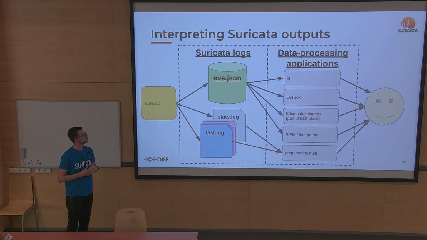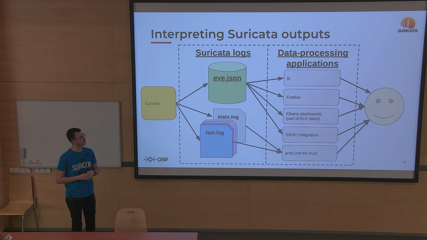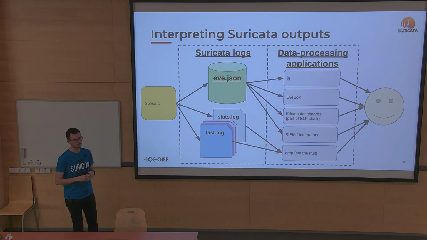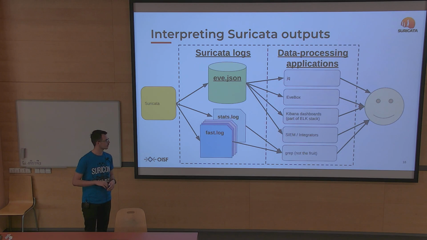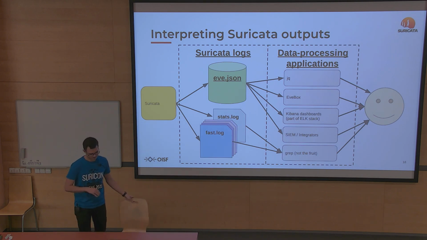Then, if you don't like JSONs, but you should probably like JSONs, there are other older types like stats.log or fast.log, which are kind of the old school way of outputting things. You can just query the data through grep or some other text processing tools. But if you want to process the data with some application, you definitely want to use some graphical interface or the JQ tool. That happy face is you when you ingest data.